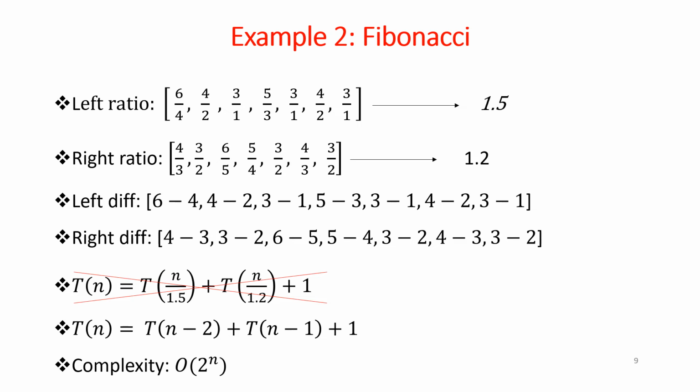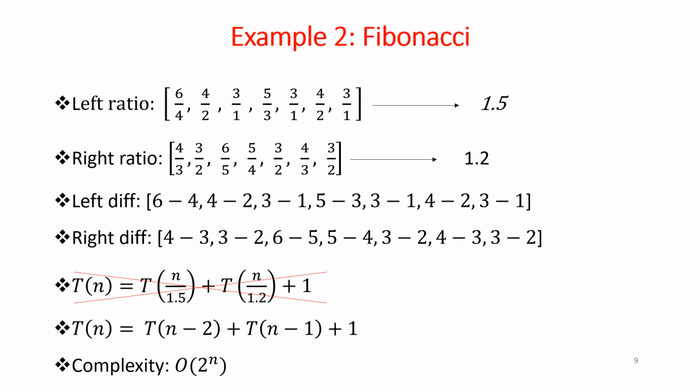From the ratios and differences, Dynaplex computes the recurrence relation of Fibonacci to be one of these two. The first one is discarded, and the second one is chosen because if it is correct, then the left differences will be predominantly dominated by element 2, and the right differences would have element 1 appear for more than 90% of the elements.